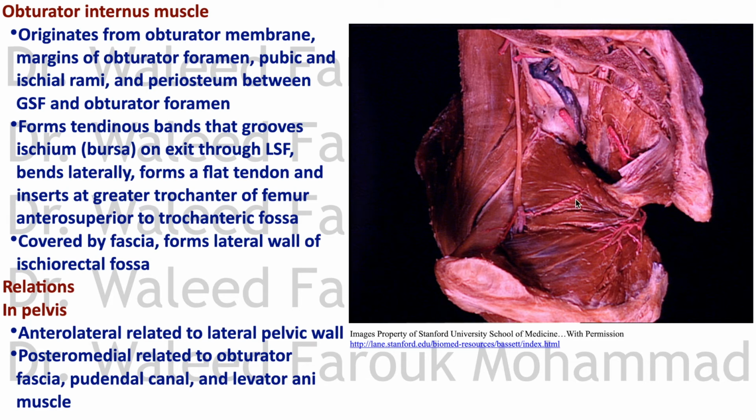Now it has its own fascia. We discussed the obturator internus fascia and how the fascia forms the white line and how it forms the Alcock's canal present at this level. The fascia arches over the inferior rectal, internal pudendal vessels and the pudendal nerve. Now, relations in the pelvis, laterally is the lateral pelvic wall, medially is the obturator fascia that covers it with the pudendal canal and the levator ani muscle that descends in this direction, taking from the white line of the obturator internus muscle.